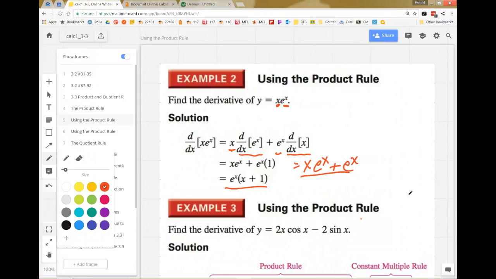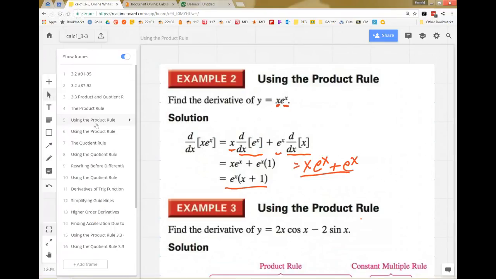So this is the real reason we're teaching this to you. You have to have it. Let's do another one. Let's take a look at example 3 down there.